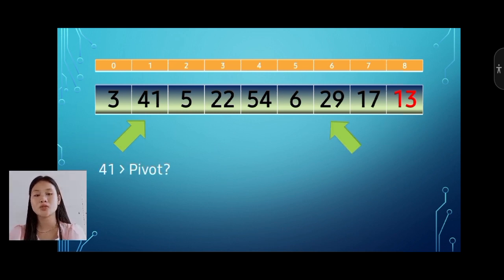We're going to start with 41. Is it larger than the pivot? So, yes, it is. 29, is it less than the pivot? So no. So move the pointer to look for an item that is smaller than the pivot. Is 6 less than the pivot? Yes. So we can swap 41 and 6.